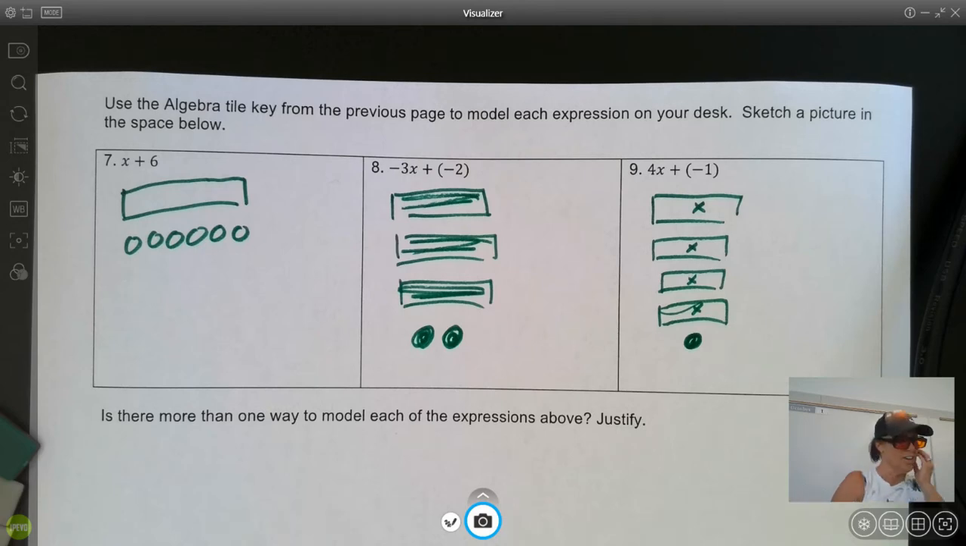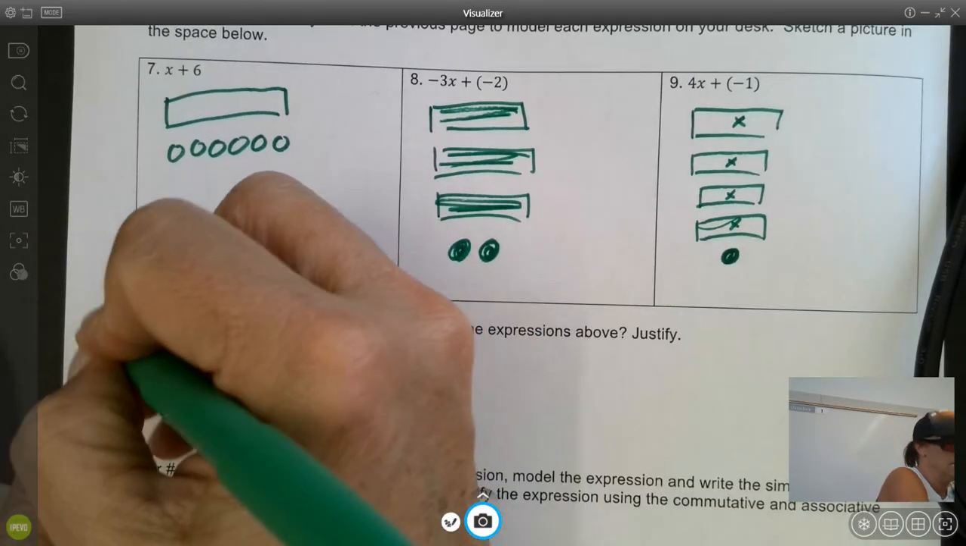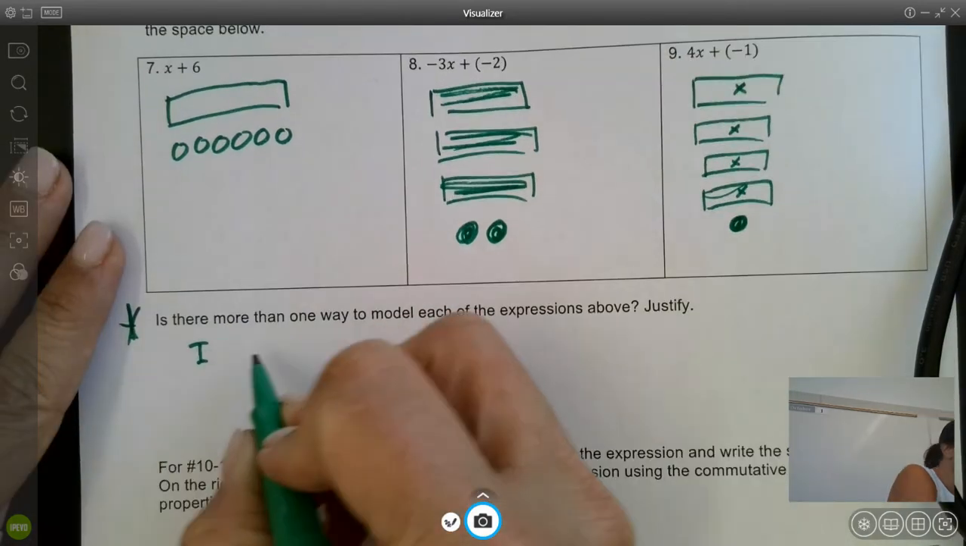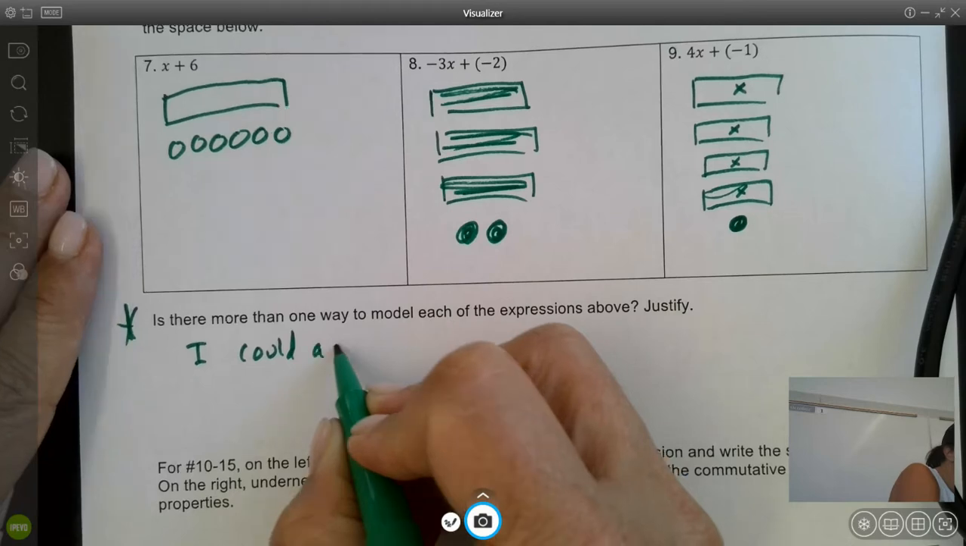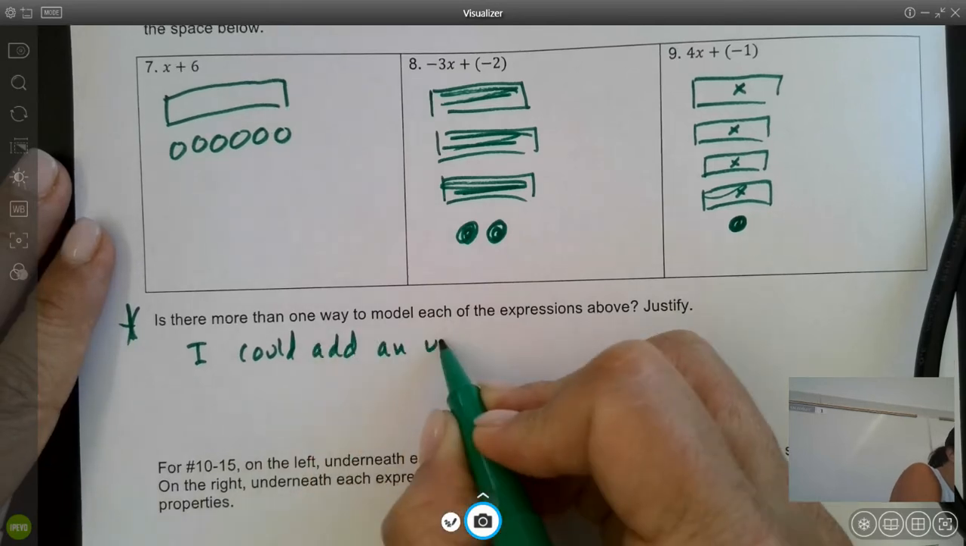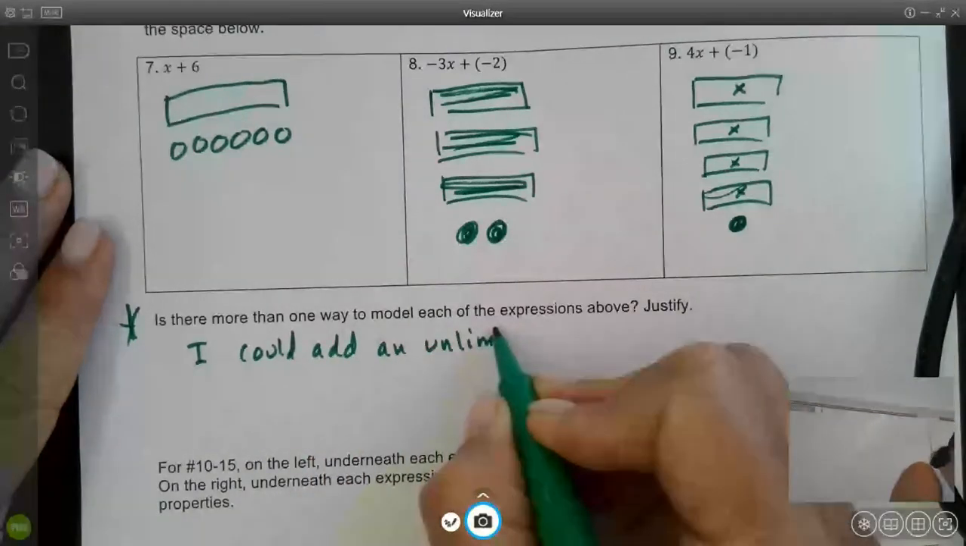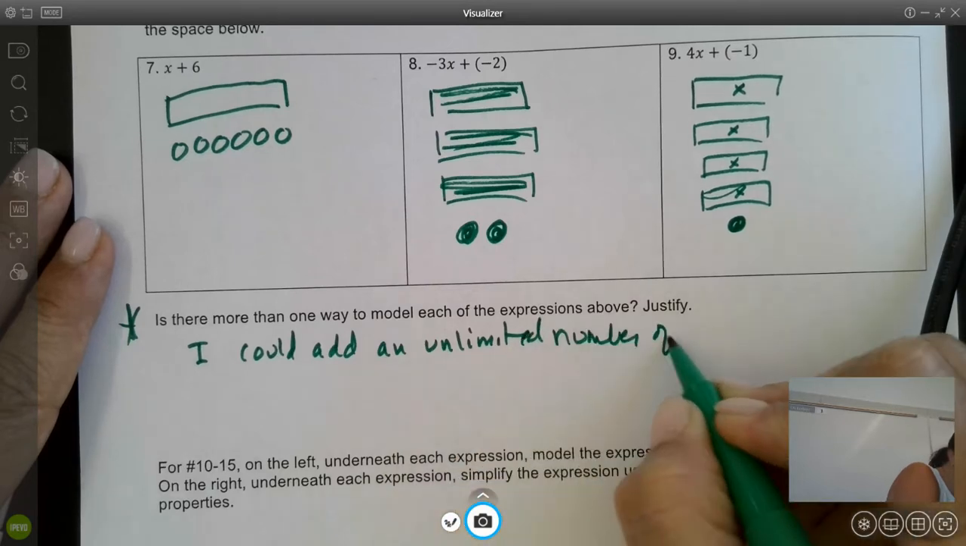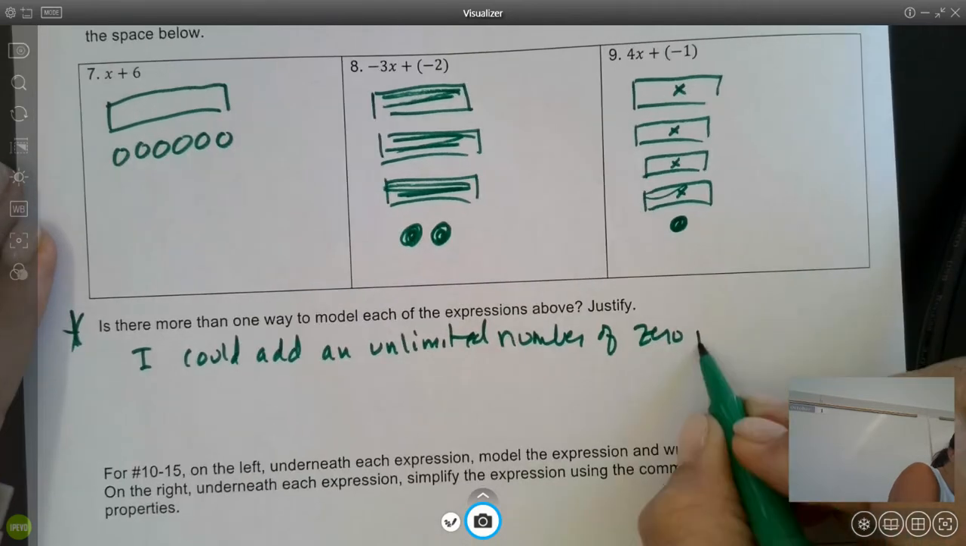Is there more than one way to model each of the expressions above? Justify. This is key. I could add an unlimited number of 0 pairs.